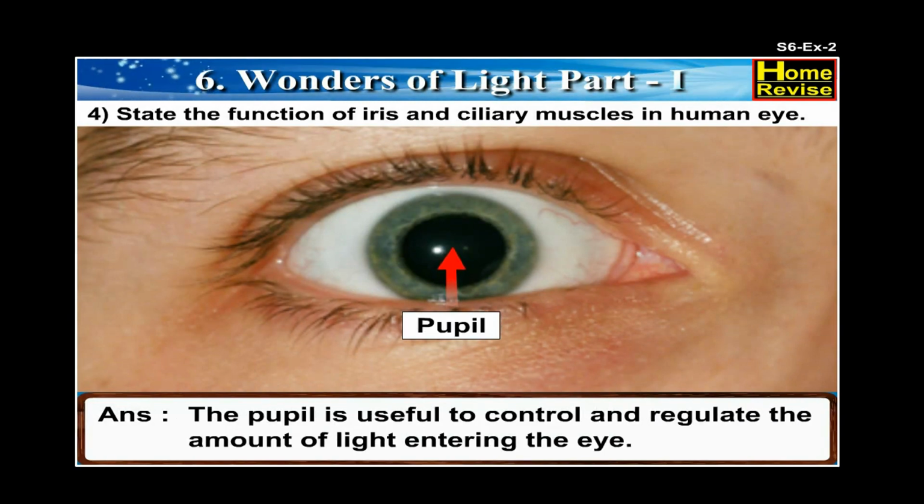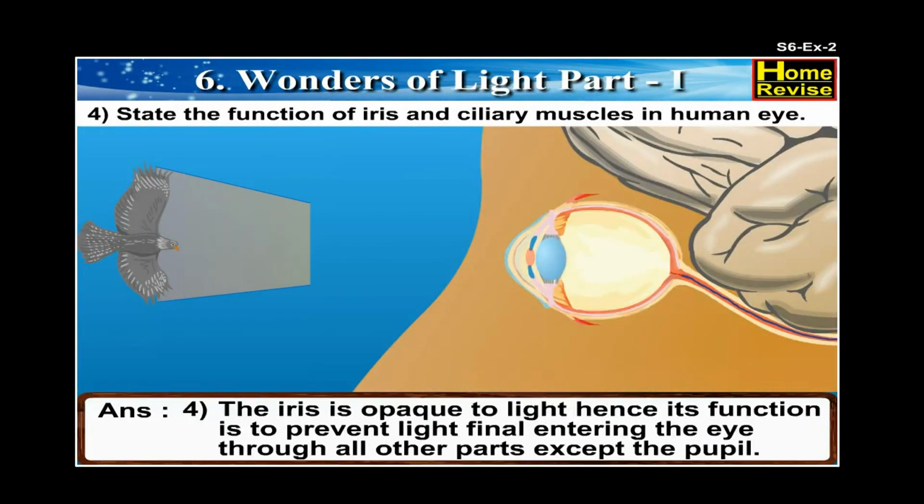The pupil is useful to control and regulate the amount of light entering the eye. 4. The iris is opaque to light, hence its function is to prevent light from entering the eye through all other parts except the pupil.